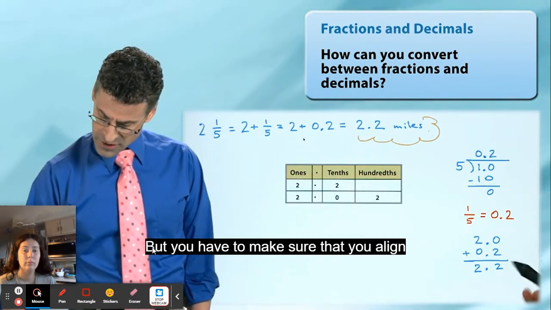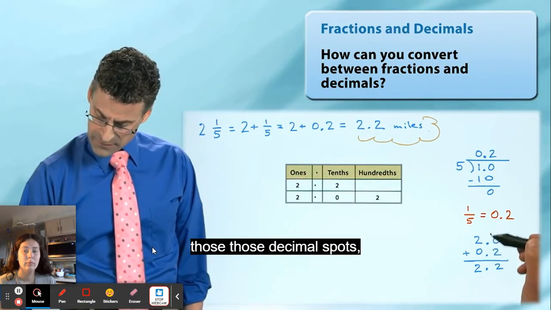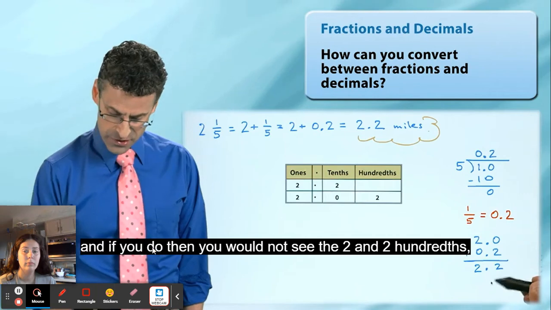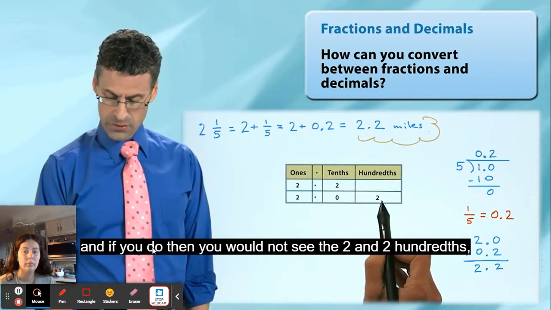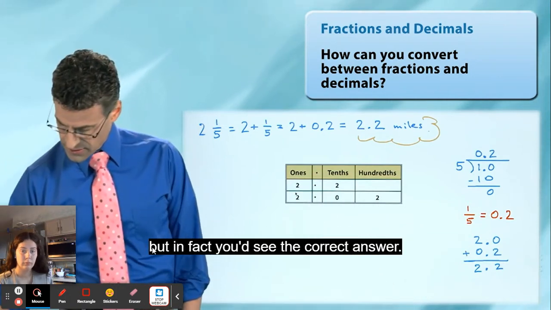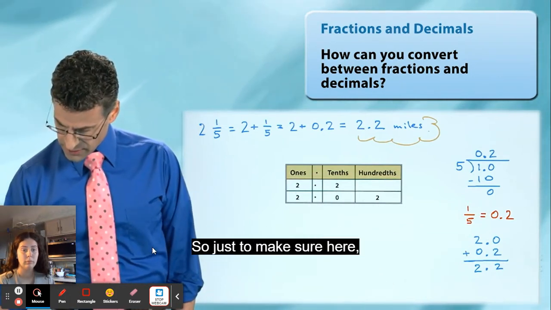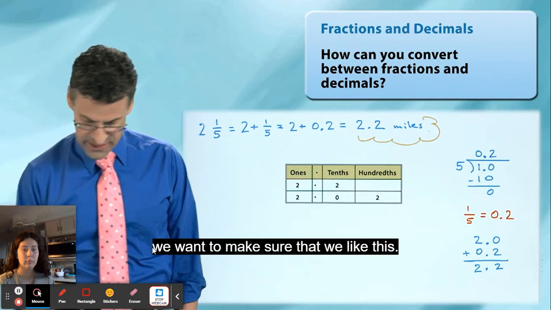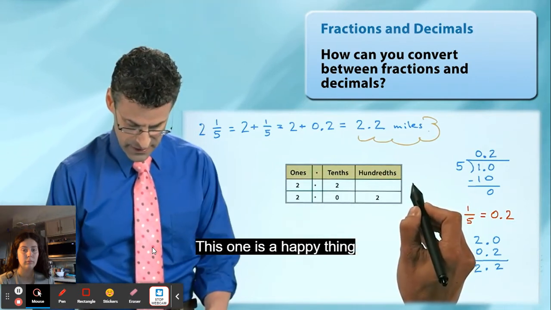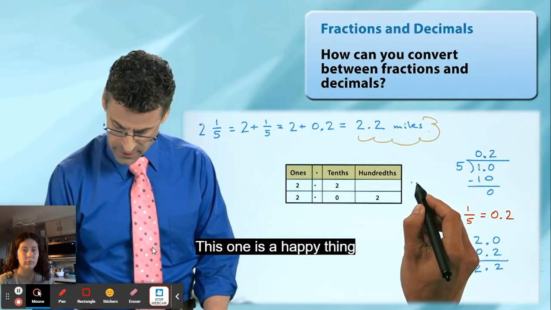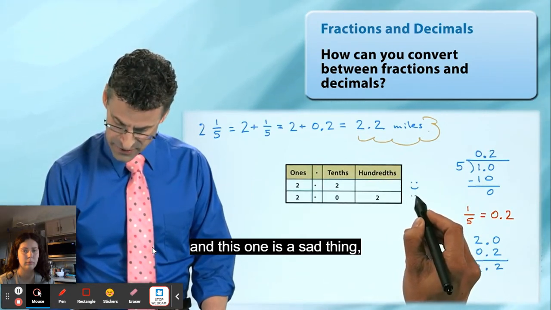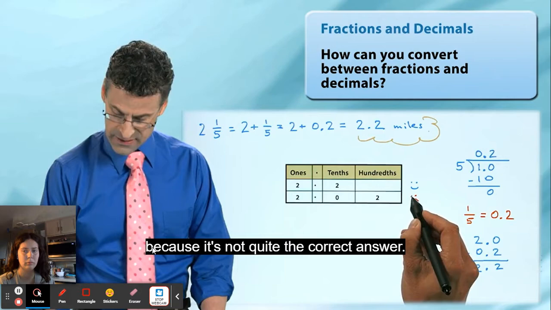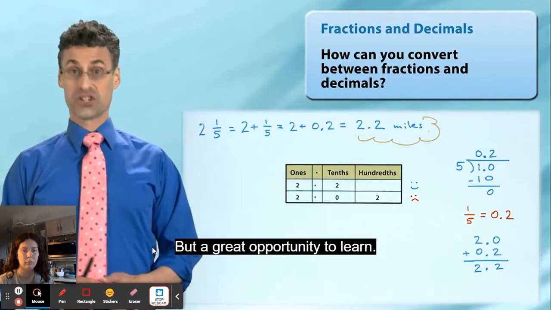But you have to make sure that you align those decimal spots, and if you do, then you would not see the 2 and 2 hundredths, but in fact you'd see the correct answer. So just to make sure here, we want to make sure that we like this. This one is a happy thing, and this one is a sad thing, because it's not quite the correct answer, but a great opportunity to learn.